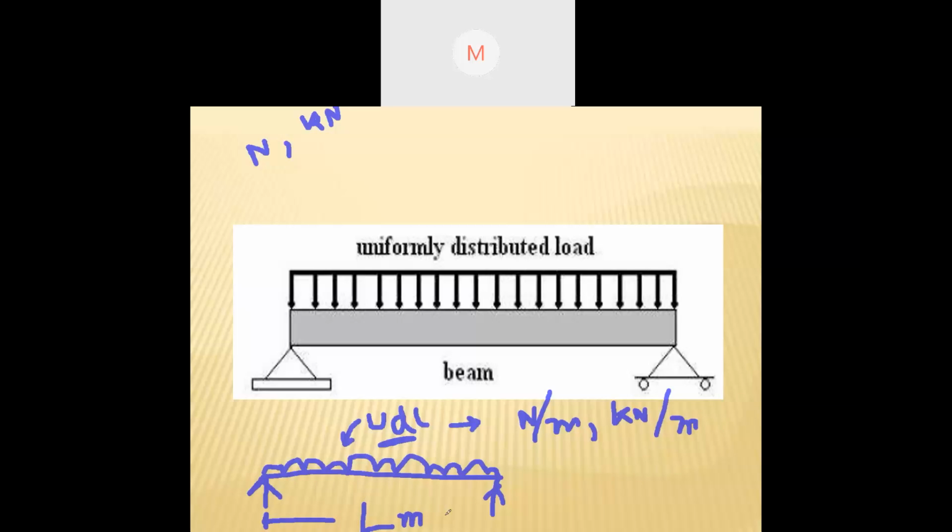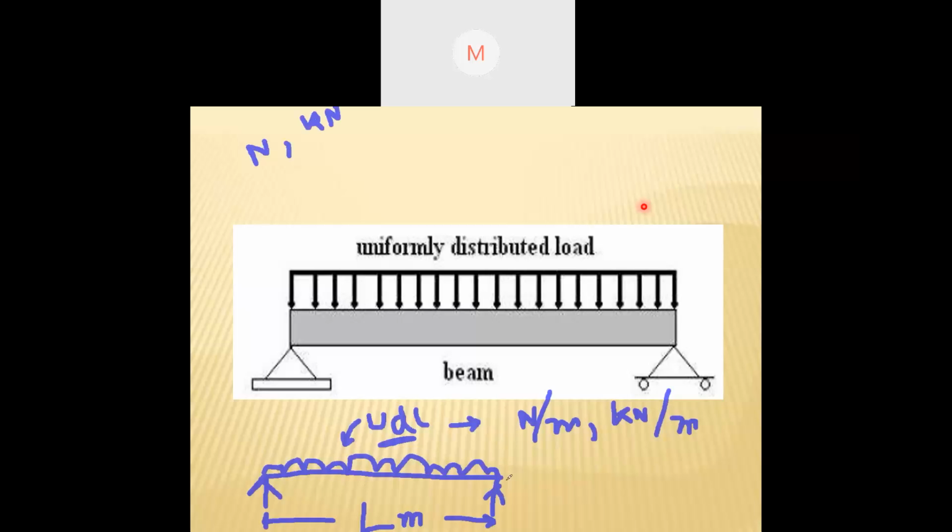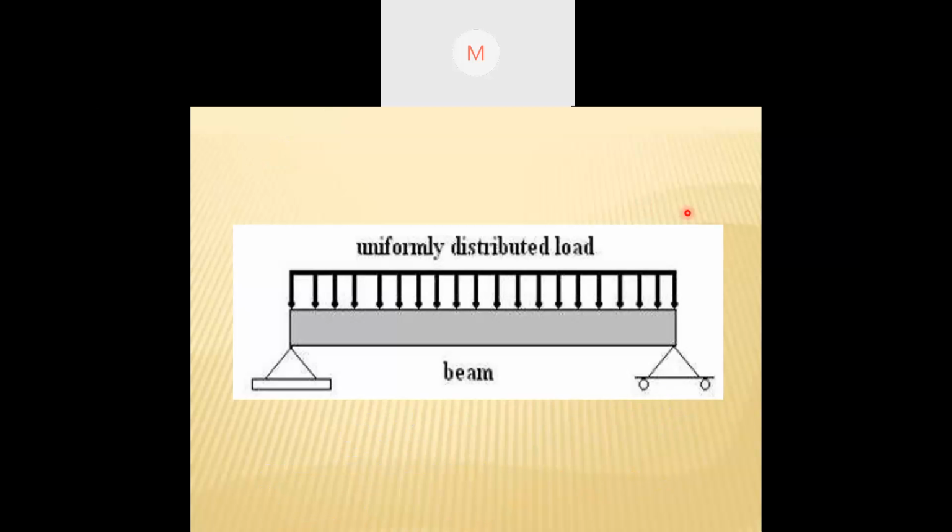So if it is L meters here, then what happens? For 1 meter it is something, right? So for 1 meter it is something, so for L meters it will be L times something. Got it? Now clear? Clear here, Abhi? Yes sir. So this is the basic, fundamental thing.